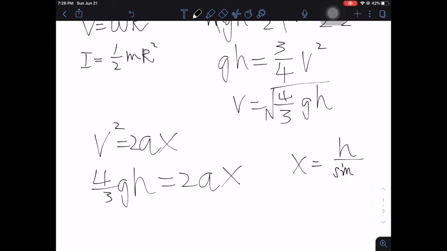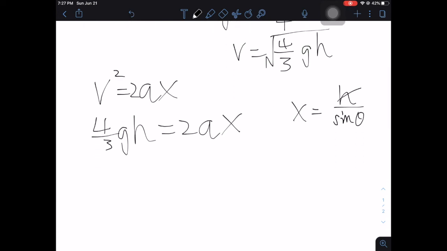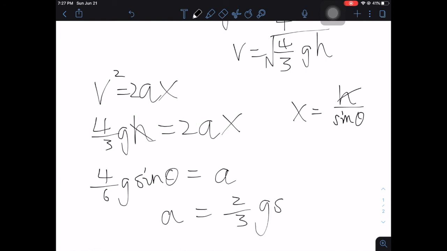We can cancel out the h. So we have 4 divided by 3g times sine theta divided by 2, which is 4 divided by 6g times sine theta, will be equal to a. The a will be equal to 2 divided by 3 times g times sine theta. And that's our final solution.